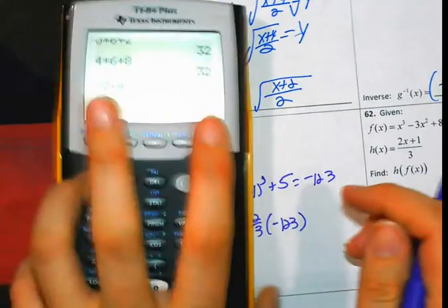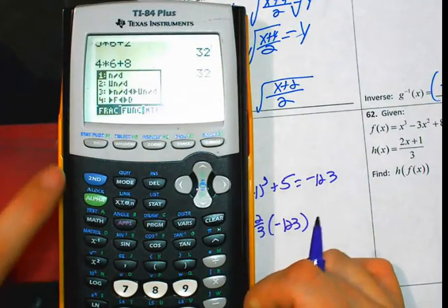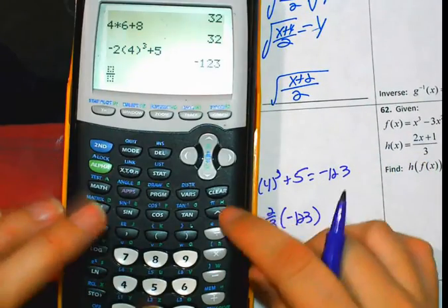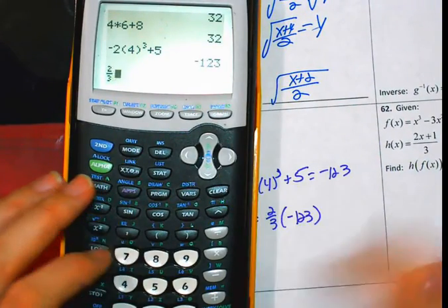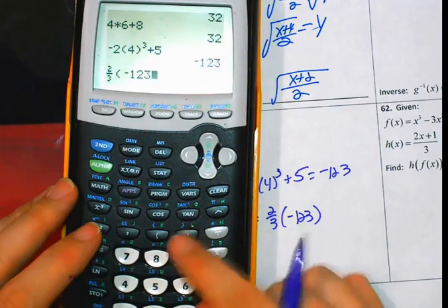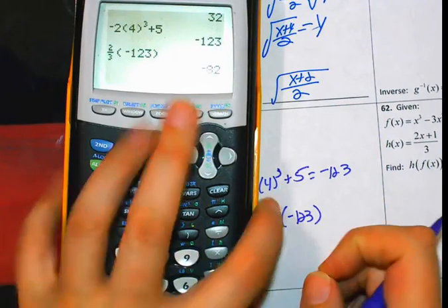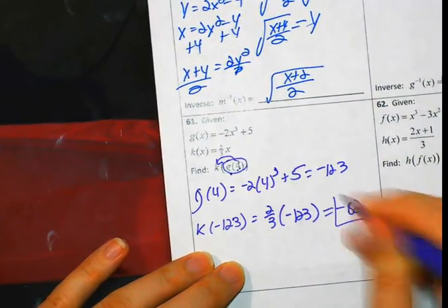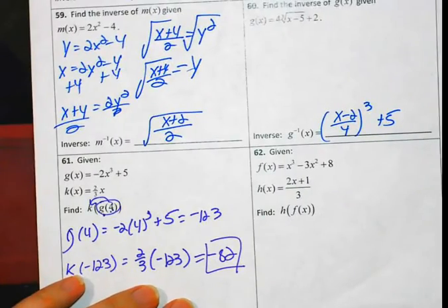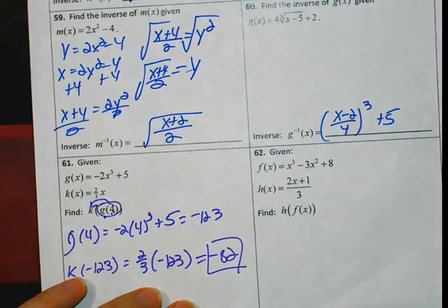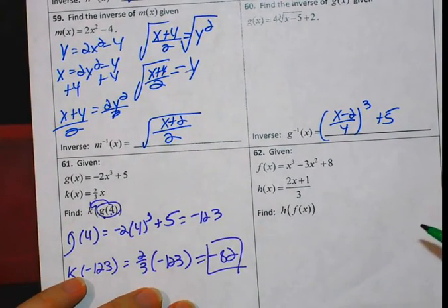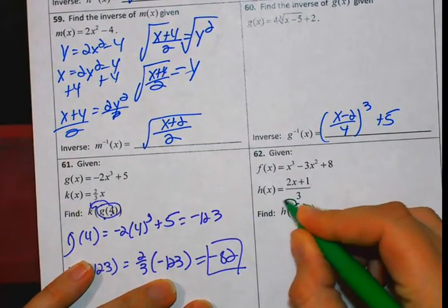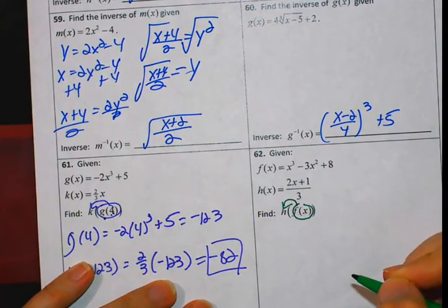Plug that into the calculator. 2 over 3 times negative 123. Excuse me, negative 82. That's your final answer. Now the next one's a little more complicated because it doesn't have a value for x, but it's the same thing. I'm going to take f of x and I'm going to put it into h of x.